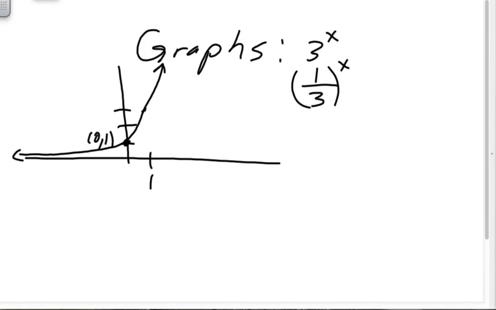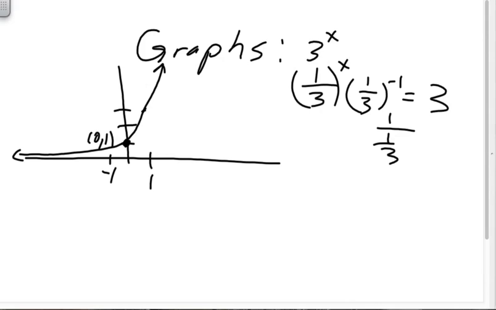Okay, so 1/3 to the x, again, is going to go through 0, 1. 1/3 to the negative 1 is equal to 3, because it's 1 over 1/3, which is 3. So I know I want to go to negative 1. I'm going to come up to 3. And at 1, I'm going to be at 1/3. So this guy looks like this.